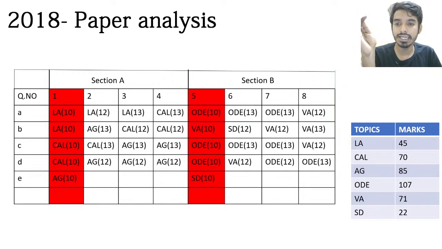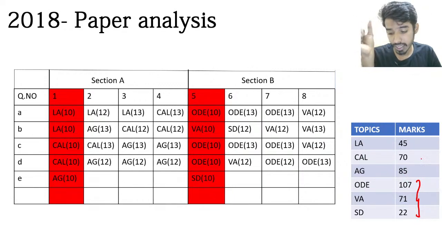Linear algebra, calculus, analytical geometry, each 10, 10, 10, 10, and ODE, vector, statics and dynamics, each carries 10 marks, right? So again, in this paper you can see the weightage of ODE. So it is purely based on your luck, right?